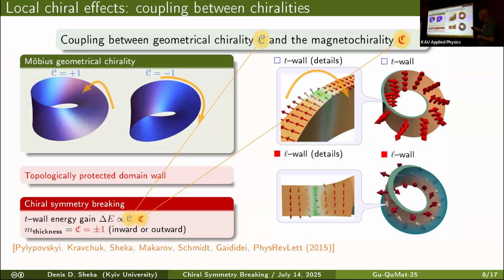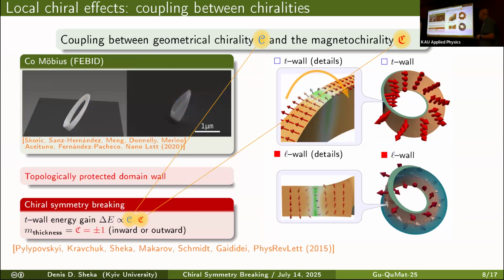So one configuration, like here, is energetically preferable. It has minimum energy. It was realized in micromagnetic simulations. And later, these magnetic Möbius rings were fabricated experimentally using a fabrication technique.